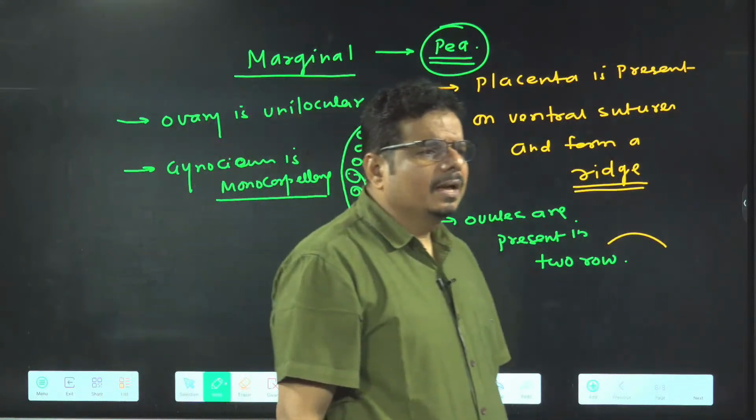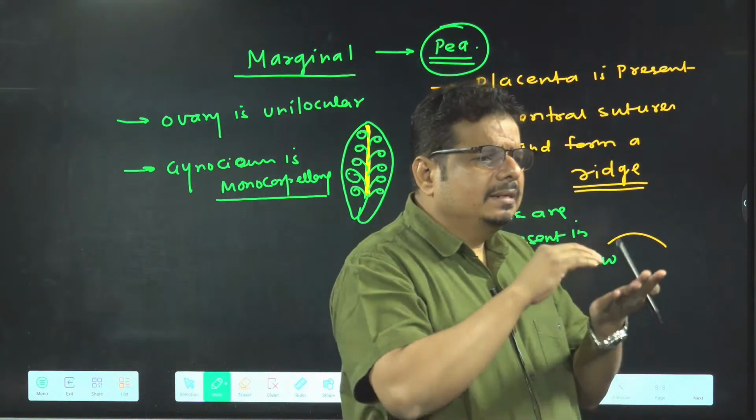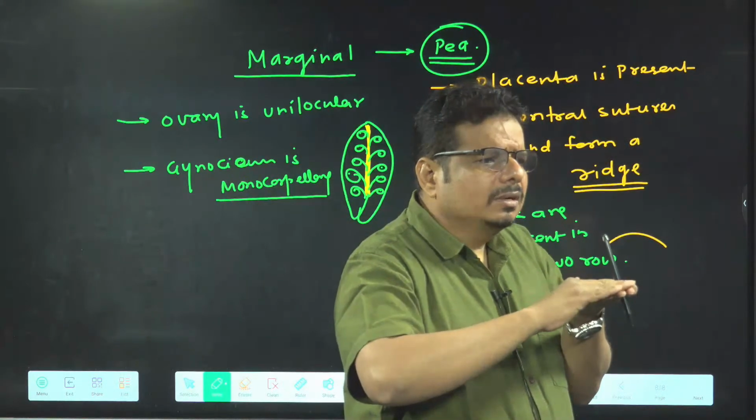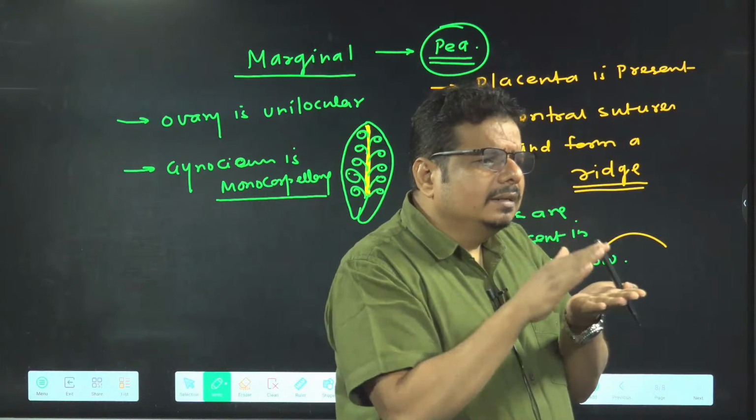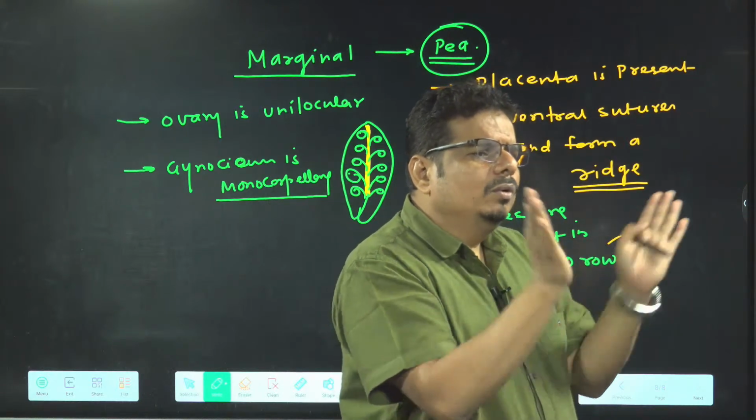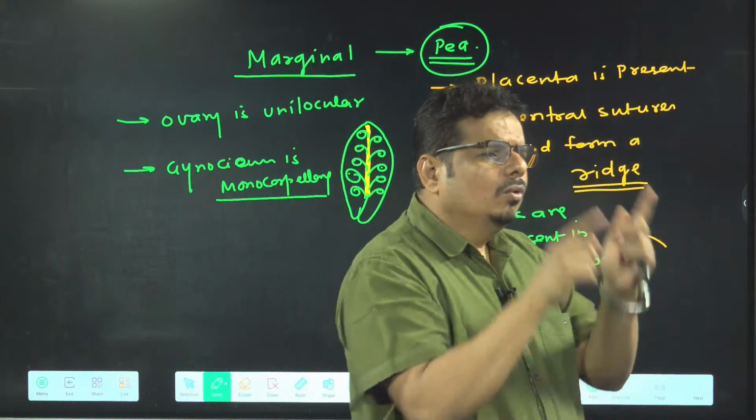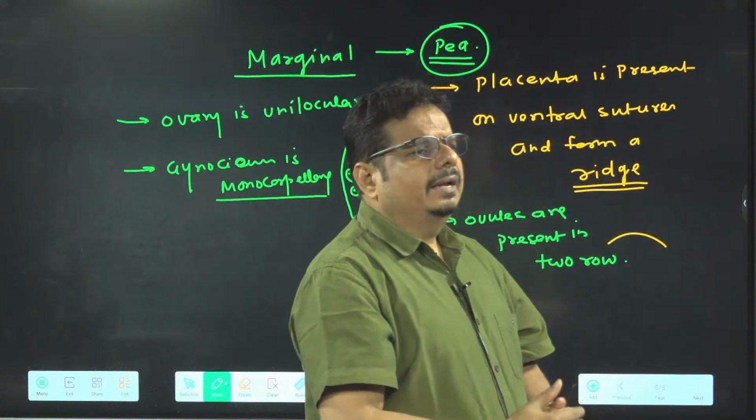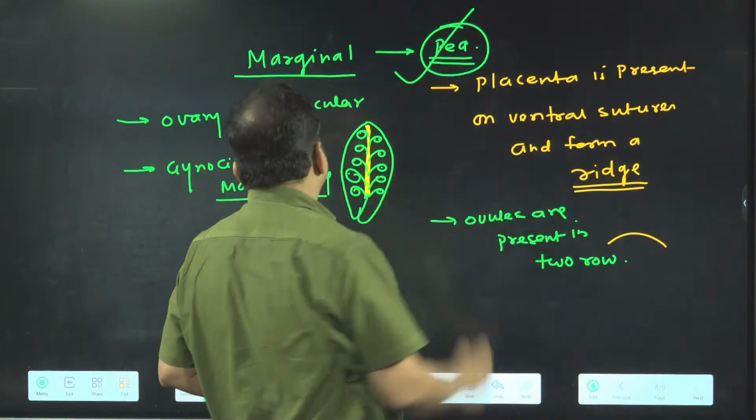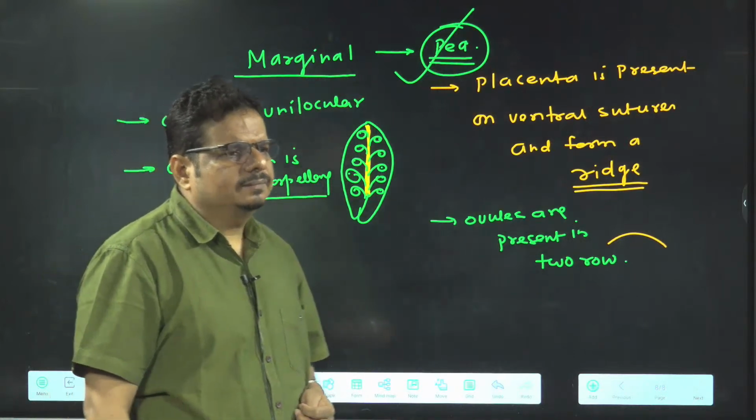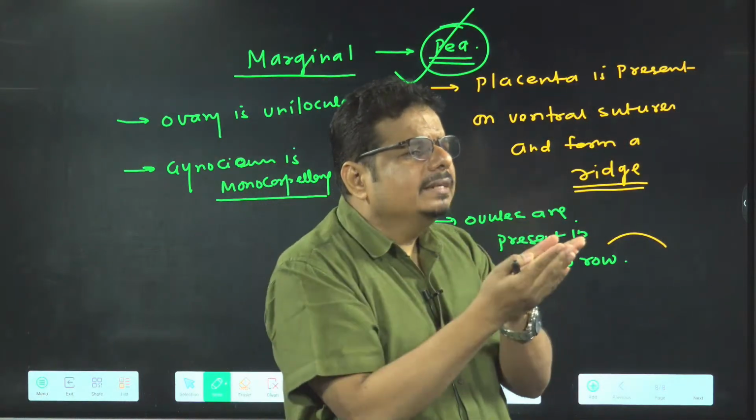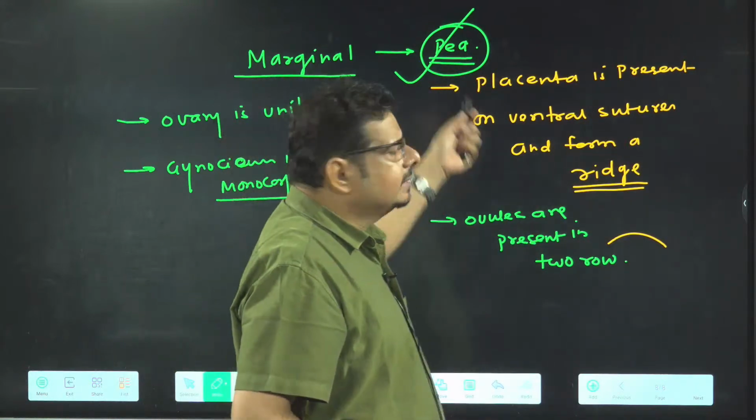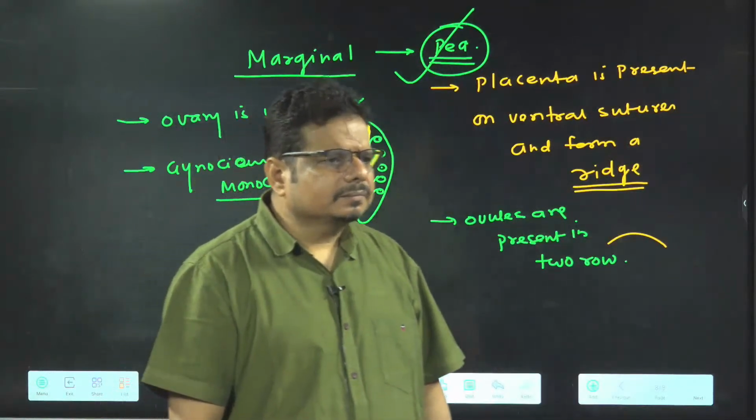So what will the examiner ask? In marginal placentation, placenta is present on which one? Ventral suture. Getting the things or not? Another thing, it is forming a ridge. Ovules are borne in how many rows? Two rows. Ovary is what? Unilocular. Gynoecium is what? Monocarpellary. An example is what? Pea. So this is about which one? Marginal placentation. Wherever pod is there, legumes are there, these conditions we report. So pea is the characteristic example. Got the idea?